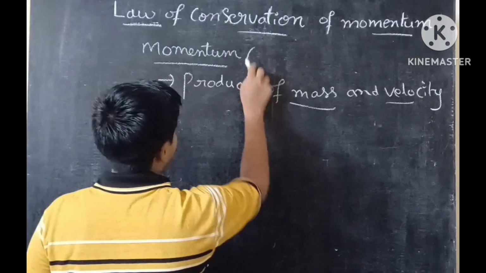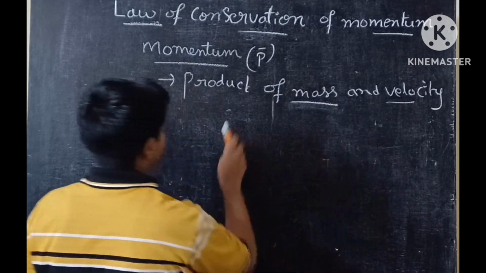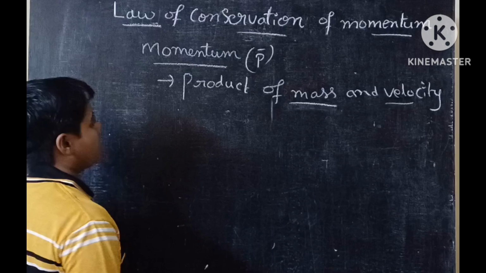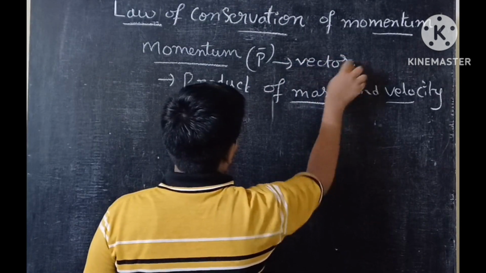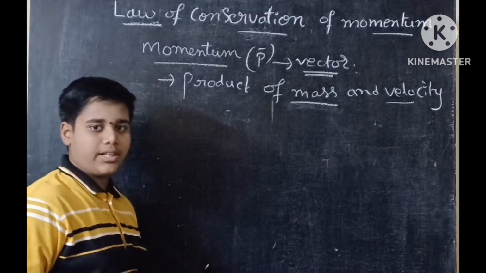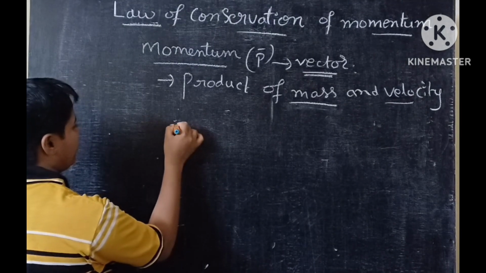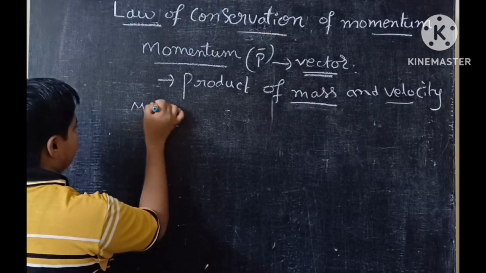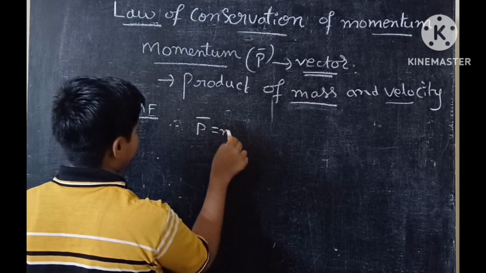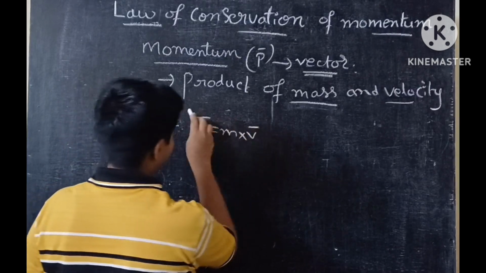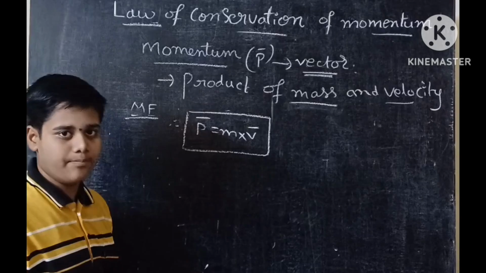Momentum is represented by P bar. P bar means this is a vector quantity. If we see the mathematical formula of momentum, P bar is equal to mass into velocity. So this is the mathematical formula for momentum.